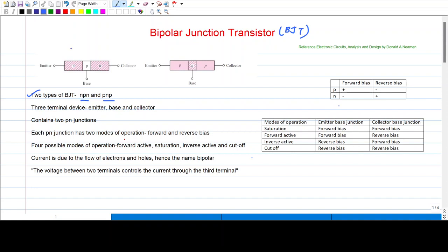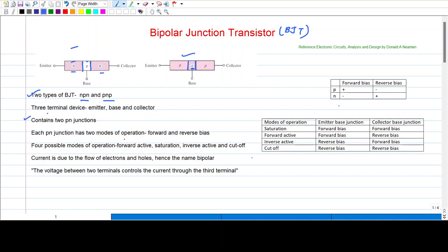In an NPN transistor, P is sandwiched between two N-type semiconductors, and in a PNP transistor, N is sandwiched between two P-type semiconductors. We know that when N-type semiconductor and P-type semiconductor come in contact with each other, the contact point we can call a junction. So an NPN transistor has two junctions and the PNP transistor has two junctions.